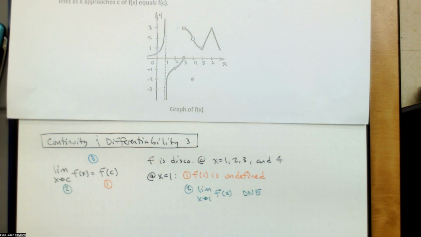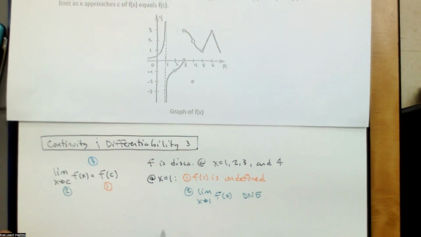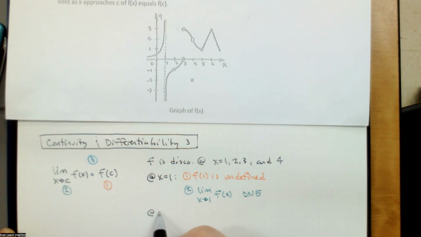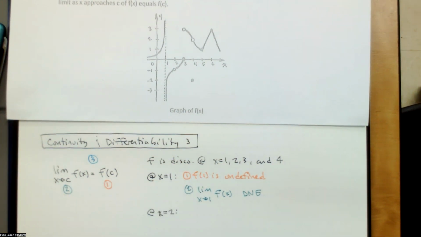Great. As you notice, 1 through 4, things just kind of escalate. Actually, I guess this is de-escalate, because this is like the worst case scenario. No value, and we can't even say where the function is headed because it's doing one of these. What's happening at x equals 2? What's wrong at x equals 2?